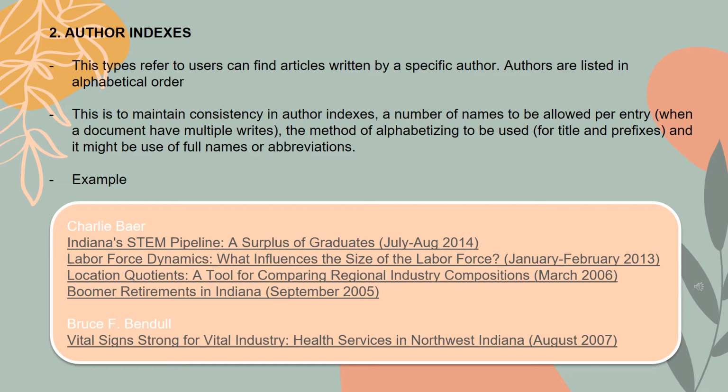Authors are listed in alphabetical order. To maintain consistency in author indexes, the number of names allowed per entry, the method of alphabetizing to be used, and whether to use full names or abbreviations must be decided. So these are two examples that I found of how author indexes can be written.